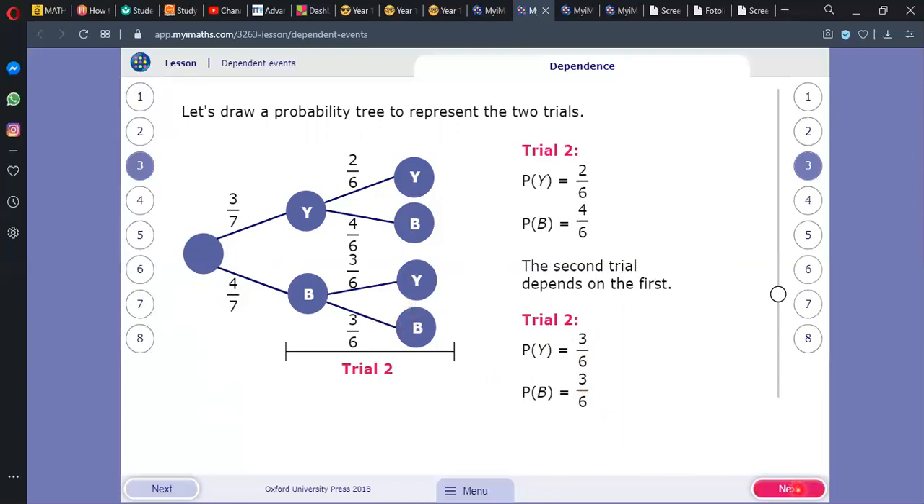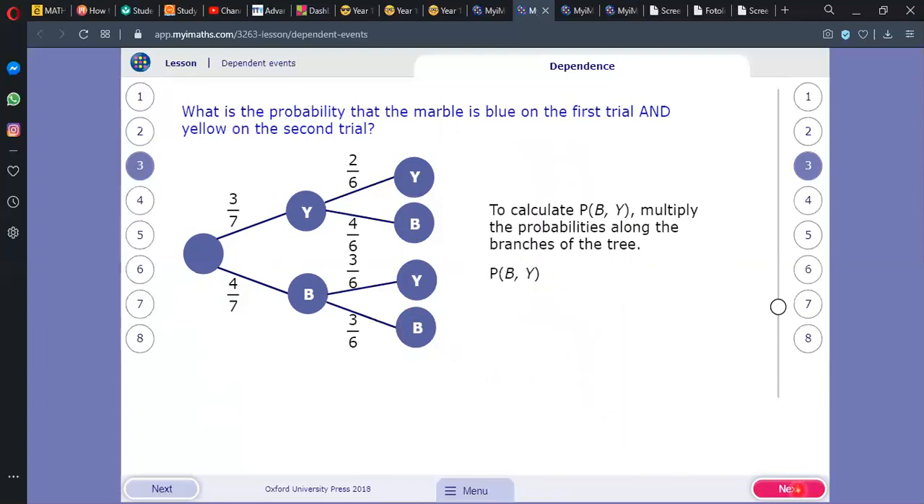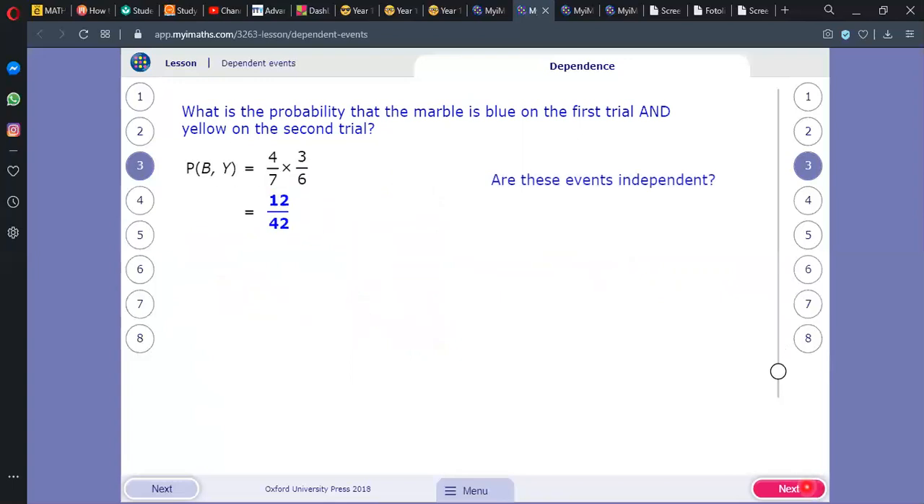Very, very clear. Okay. Now to calculate the probability of B and Y, remember I said this comma here, I prefer you to be using the word and, so that for clarity, B and Y, you just need to multiply the probabilities along the branches of the tree. So this is B and this is Y. B and Y. So you have to multiply 4 over 7 by 3 over 6 this time around to get a probability which is 12 over 42 and can be reduced actually.